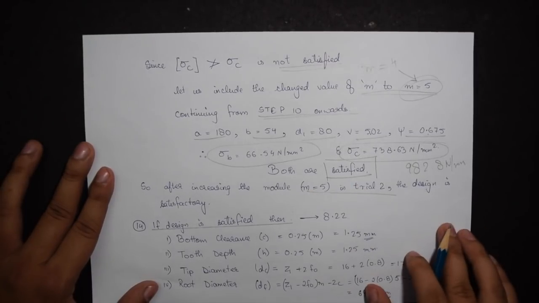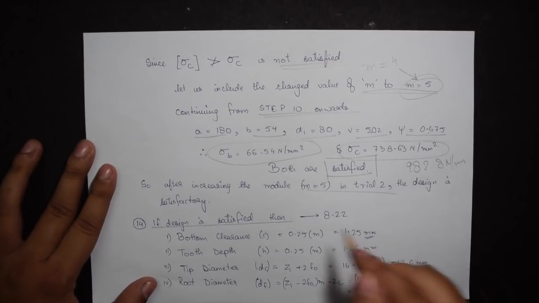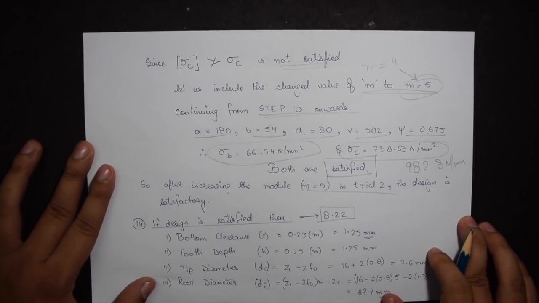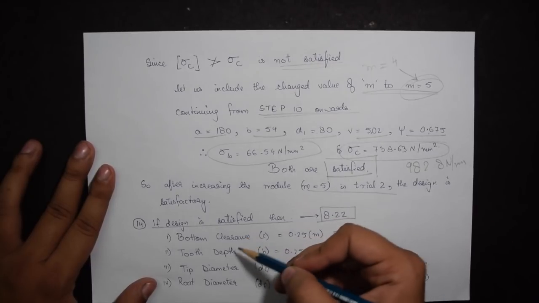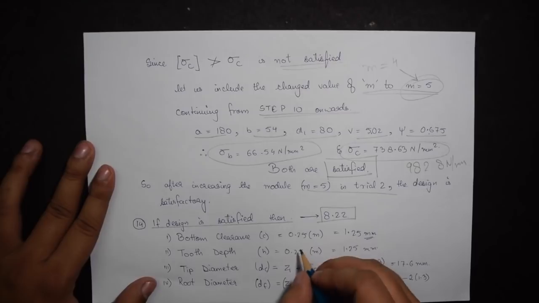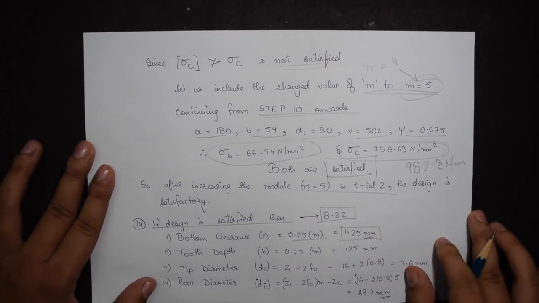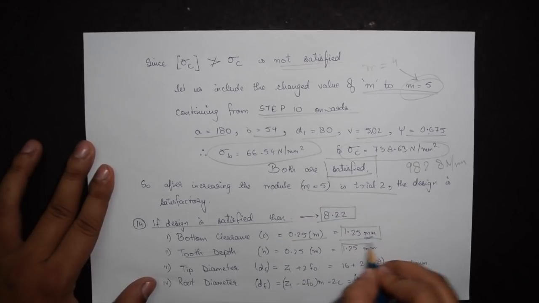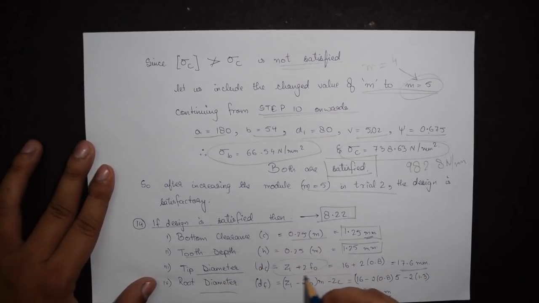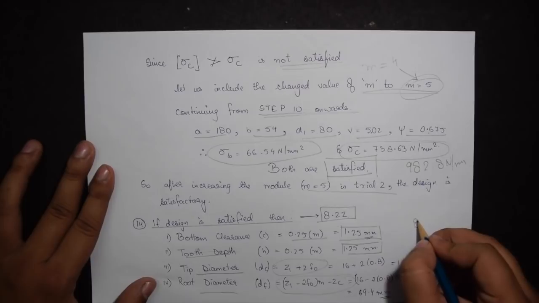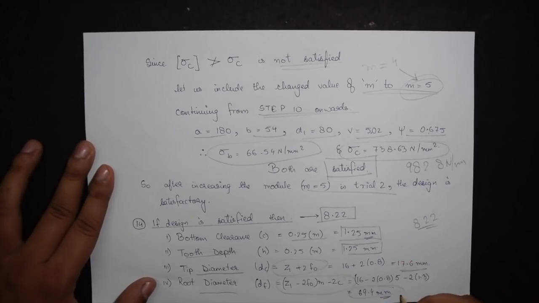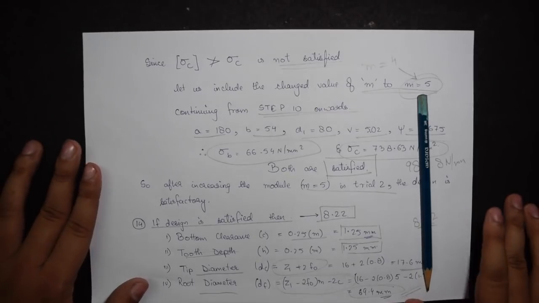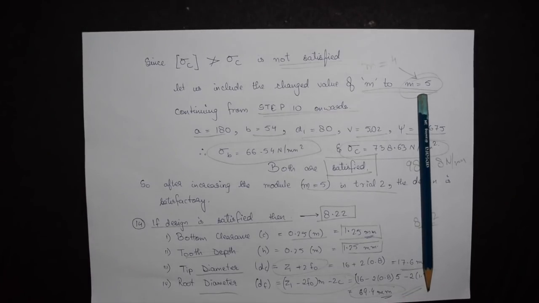Once my design is satisfactory, I will be jumping onto page 8.22 to calculate various other parameters like the bottom clearance C, which is given by 0.25 into the modulus, that becomes 1.25 mm, tooth depth H, which again becomes 1.25 mm, tip diameter by using this formula becomes 17.6 mm, and the root diameter by using this formula, all of which is given on page 8.22, becomes 69.4 mm. So don't worry guys, if your design is not coming as satisfactory, you can always write a statement that by increasing the module to the very next value, the design could become satisfied.